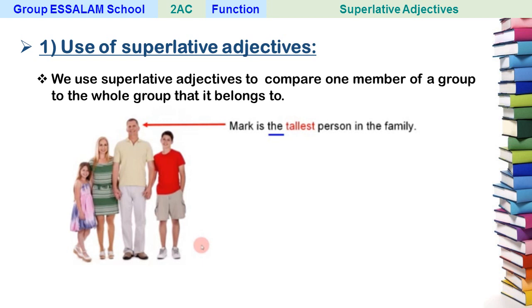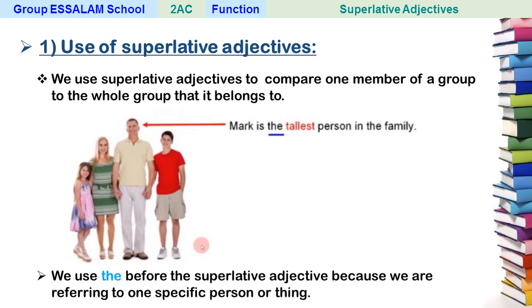Is it okay? So superlative adjectives is the adjective that compares one member of a group to the whole group that it belongs to. We use the before the superlative adjective because we are referring to one specific person or thing. So we use the. That's why I underline it in the example. We say Mark is the tallest person in the family.